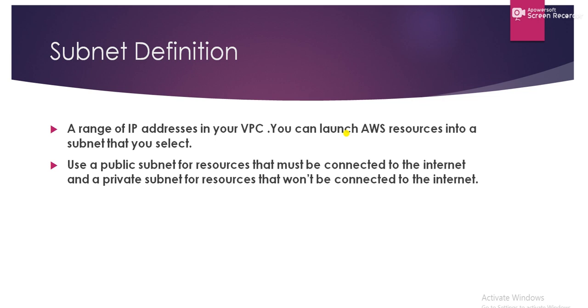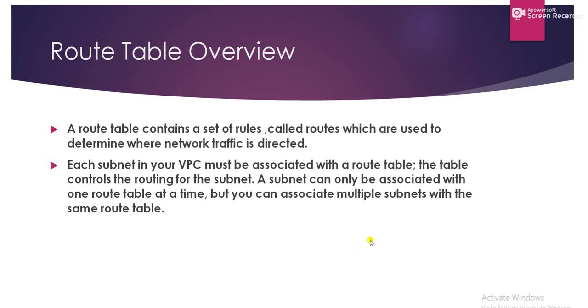Those servers that need internet connectivity will be launched in the public subnet. Those instances that don't need network connectivity will run in the private subnet.